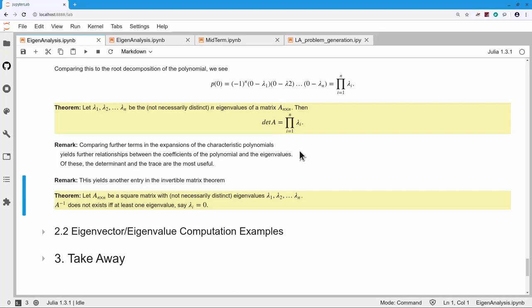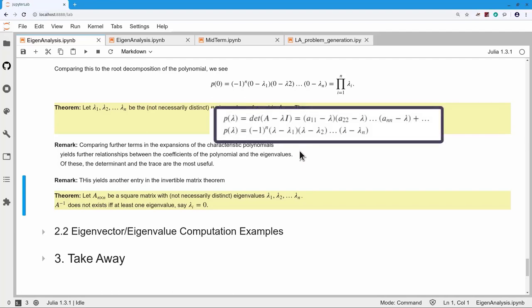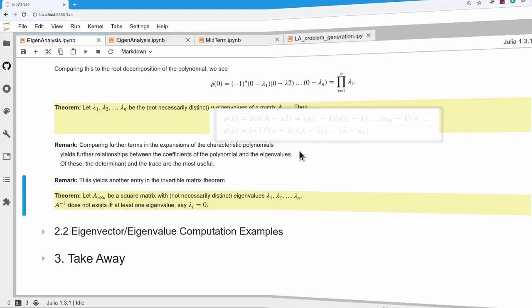You can ask whether or not other powers of lambda are related to the entries in the matrix A, and the answer, of course, is yes. All you have to do is compare the two expansions, but the two most important ones are the trace and the determinant: the second entry, lambda to the n minus 1, and lambda to the zero, the last entry.